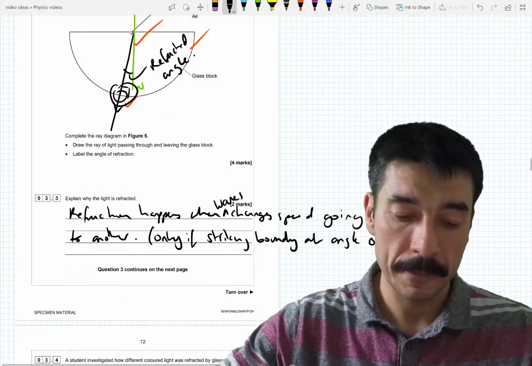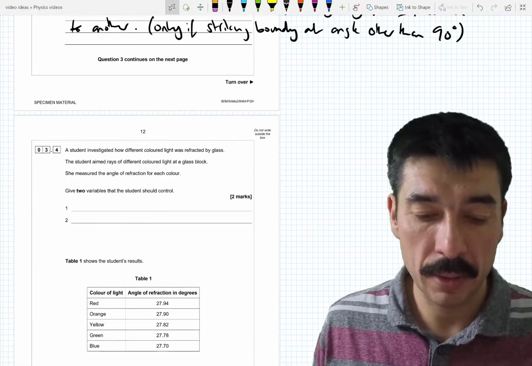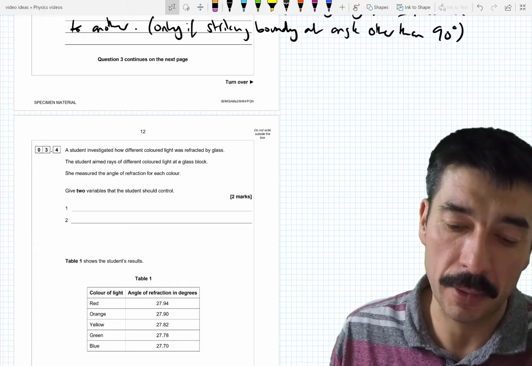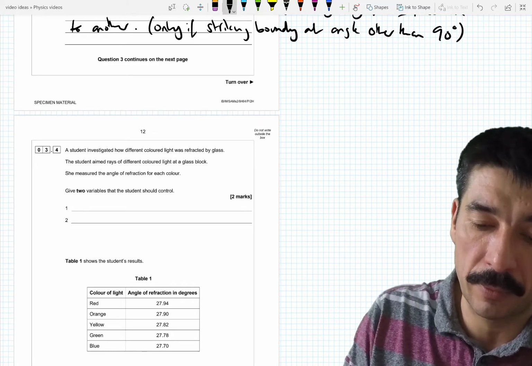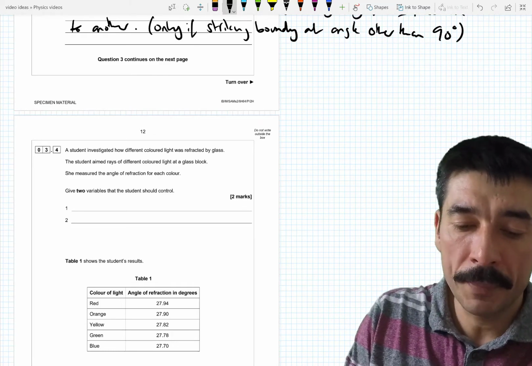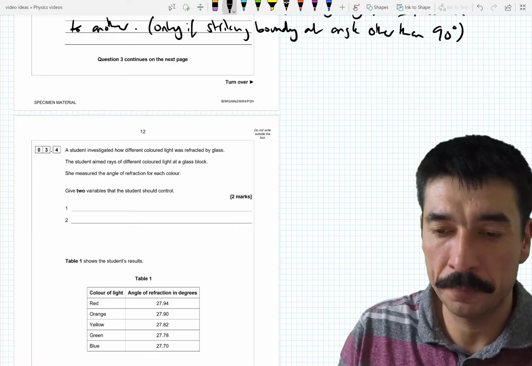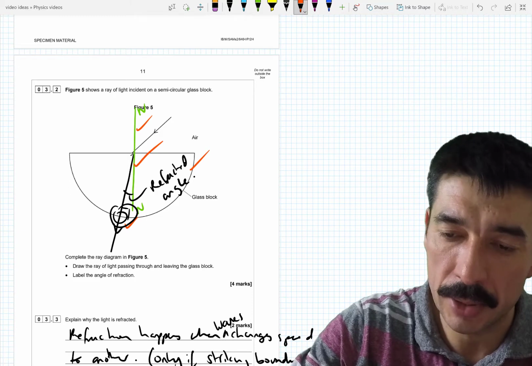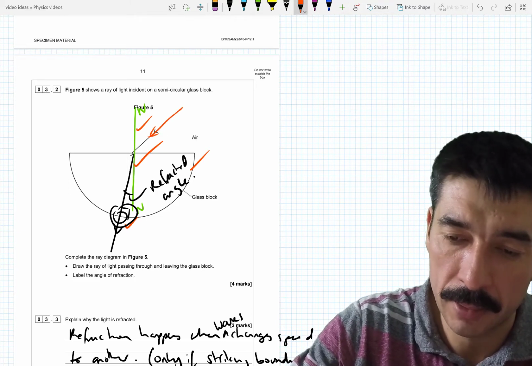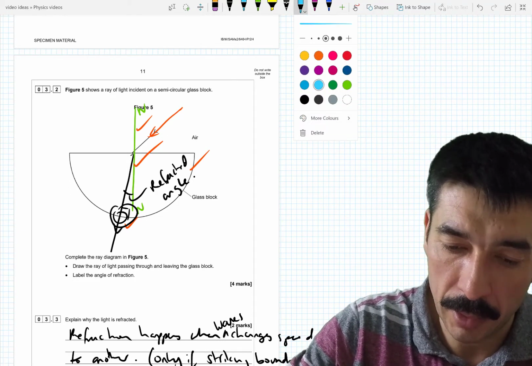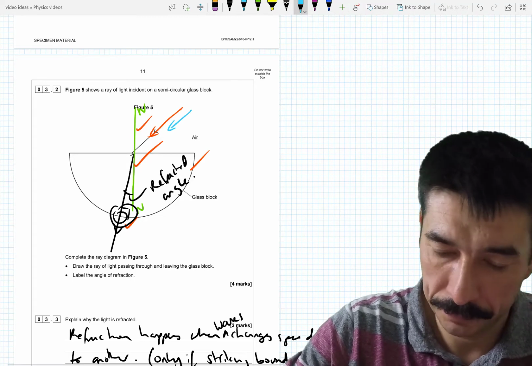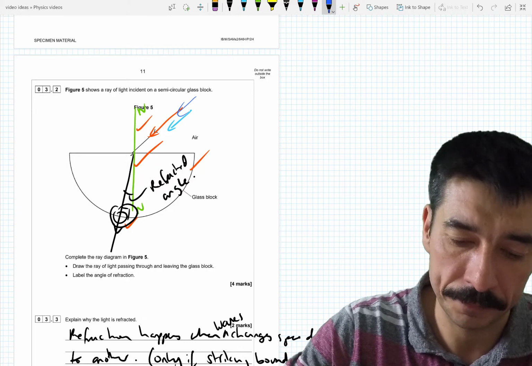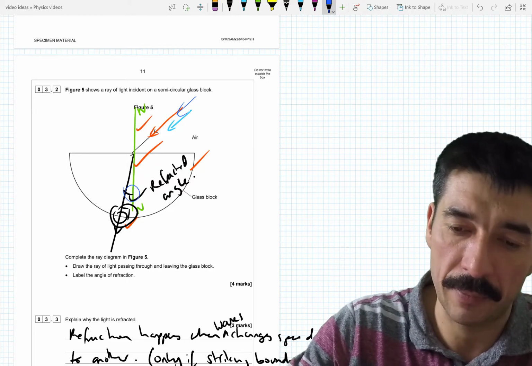Students investigate how different coloured light was refracted by glass. The student aims rays of different coloured light at the glass block. She measures the angle of refraction for each colour. Give two variables that the student should control. Right, let's go back a second and look at our diagram. So the idea then is that she's going to fire in one colour of light, then another colour of light, then another colour of light. Okay, and each time she wants to get this reading here for this angle.